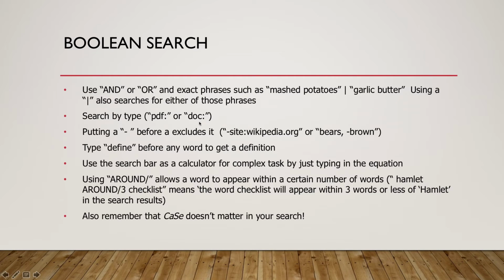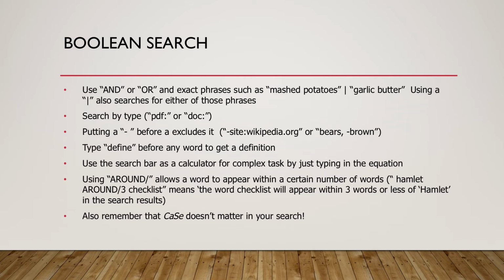You can search for a particular file type. So if you want to search for a PDF or a Word document or a JPEG, you can do that by putting JPEG and then putting the colon after it. Put define before any word to get a definition. You can use the search bar as a calculator, so you can type that into the top and it can type it in for you.